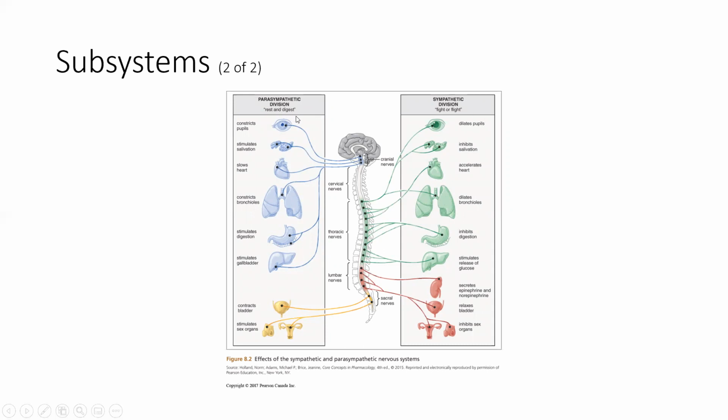Parasympathetic is rest or digest. What happened? In the rest or digest situation, our pupils of the eye are always constricted. In the sympathetic system, they always dilate. When we are under stress, our pupils dilate. When we are relaxing, our pupils constrict.